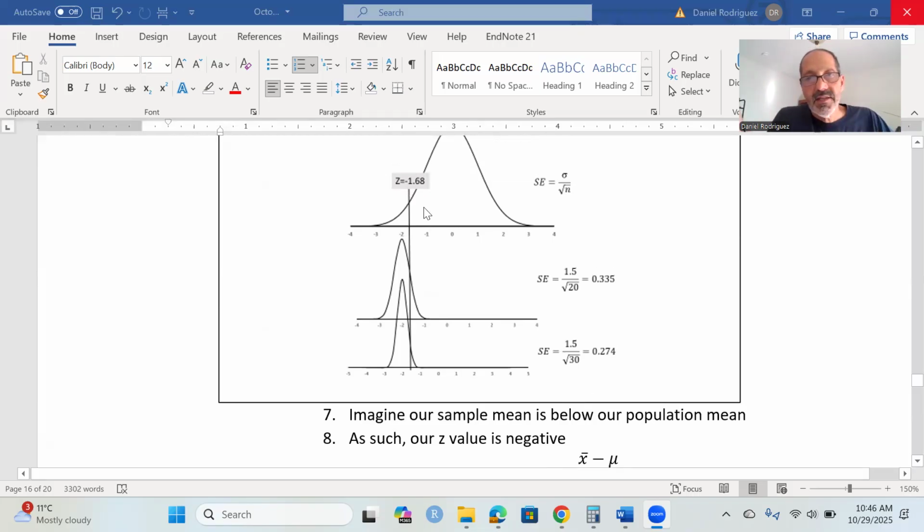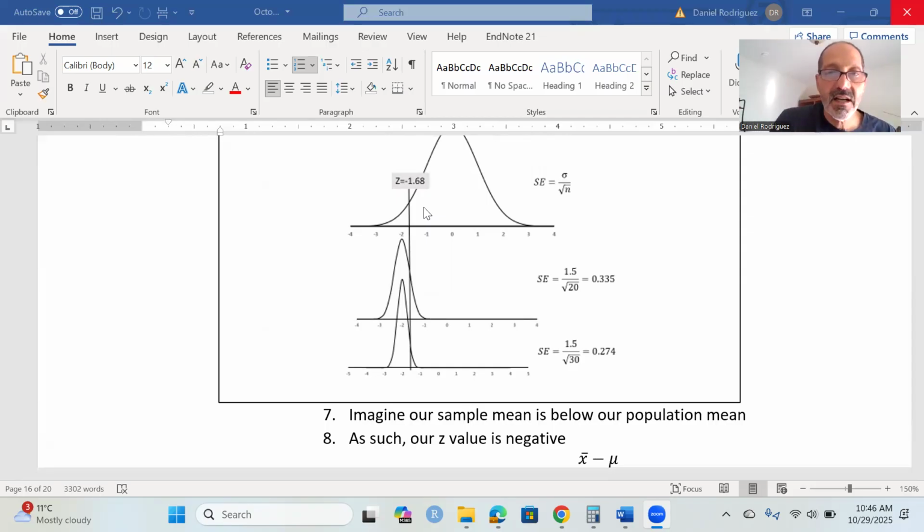I said 1.6. It should have been 1.645. That was a typo, which I've got to fix. So this is like cutting the lower 5% of the distribution, right?